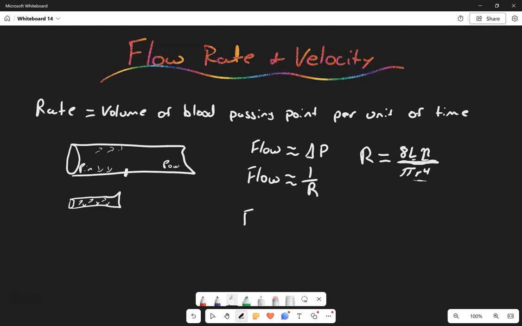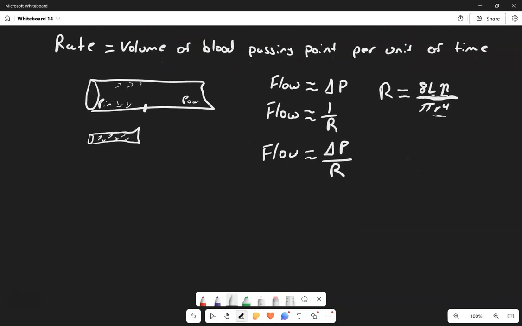So if we combine this, then what we can say is that our flow is proportional to the change of pressure all over our resistance, right? And so that will impact our flow rate, so how much blood is passing a given point per unit of time. Now, that is different than the velocity.